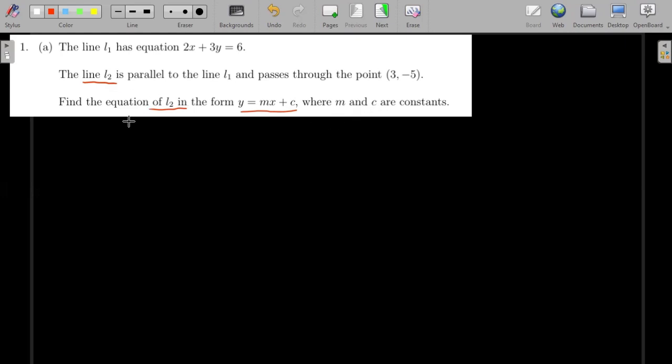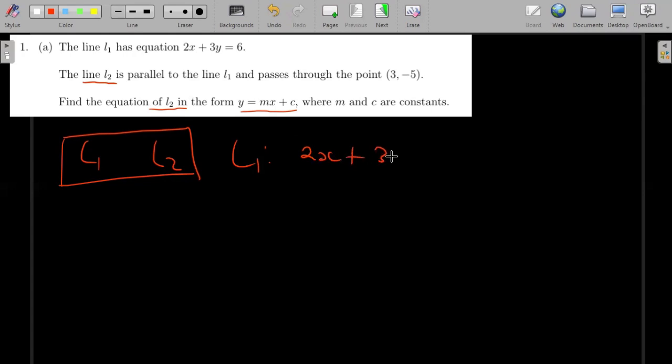From the information that we have been given, they are saying line 1 is parallel to line 2. What do they mean? When you have 2 lines that are parallel under coordinate geometry, it means that their gradients are equal. Remember for line 1, we've been given the equation 2x + 3y = 6, so from this equation we can get the gradient of line 1.